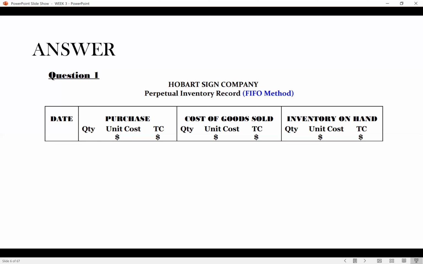So when doing the perpetual inventory record, your table looks something like what you're seeing on your screen with the date. We always have the date. Then the first set of columns that you see there is for purchases. Under this column, below that you have quantity, unit cost, total cost. So what this is saying, okay, remember the perpetual inventory system, it's recording what? The purchase and sale of your goods, right?